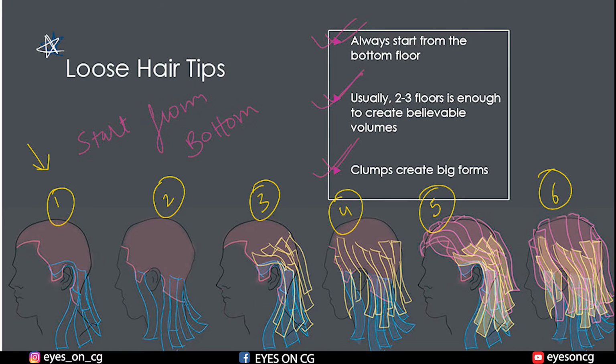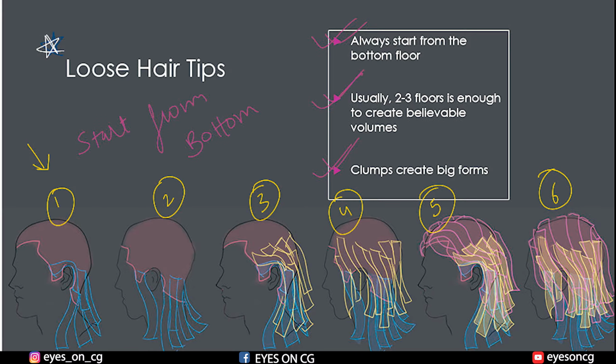So here is the one important thing for open or loose hair grooming. Always start from the bottom part of your hair layer, then go for the second floor, and so on. Move upward from down to up. This is a best practice to create your hairstyle. This is very important to create your big clump forms.